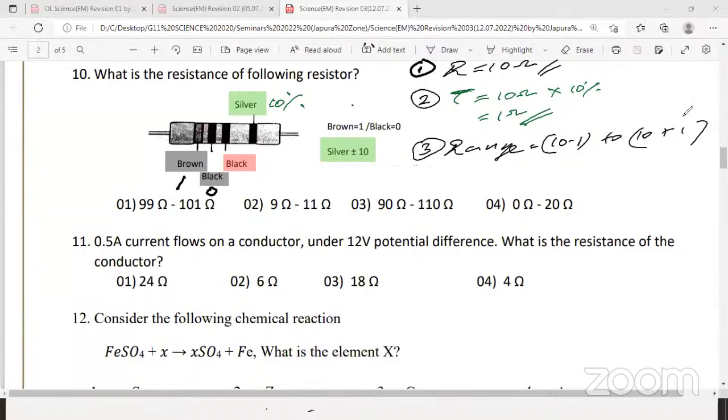10 ohms can increase by 1 or decrease by 1. 10 minus 1 will be 9 ohms. 10 plus 1 will be 11 ohms. So the resistance can change between 9 and 11. That's what it means.